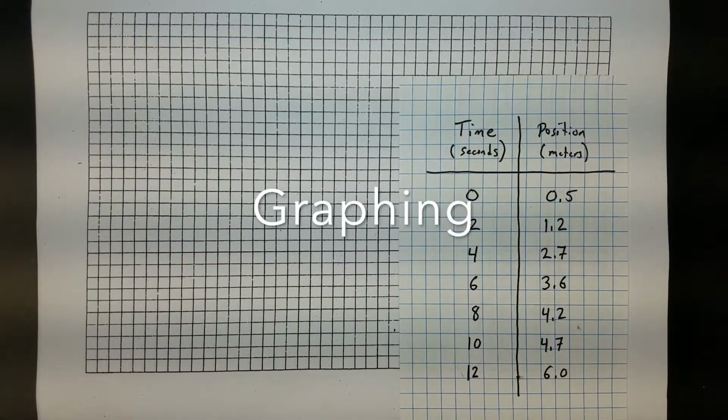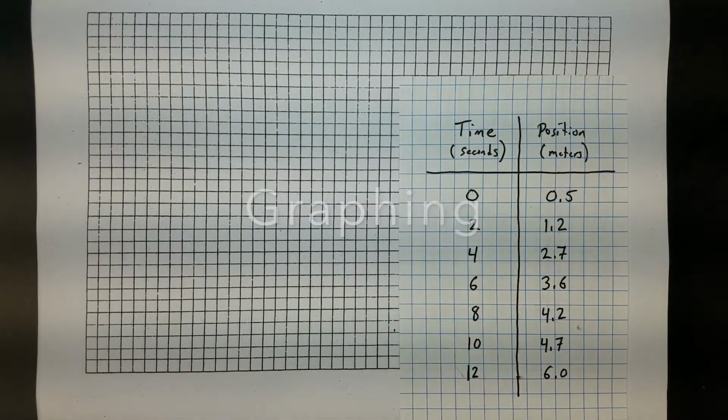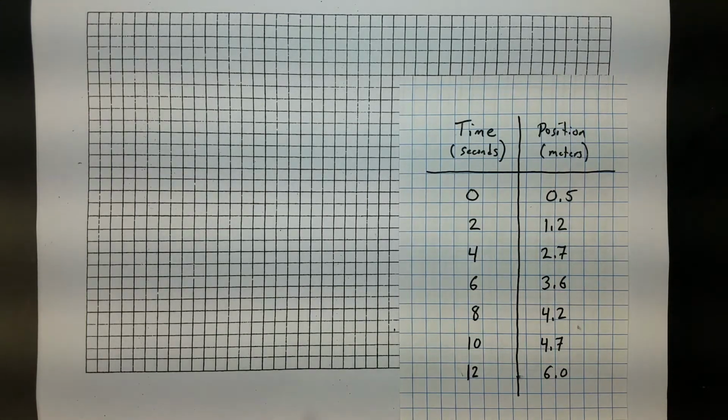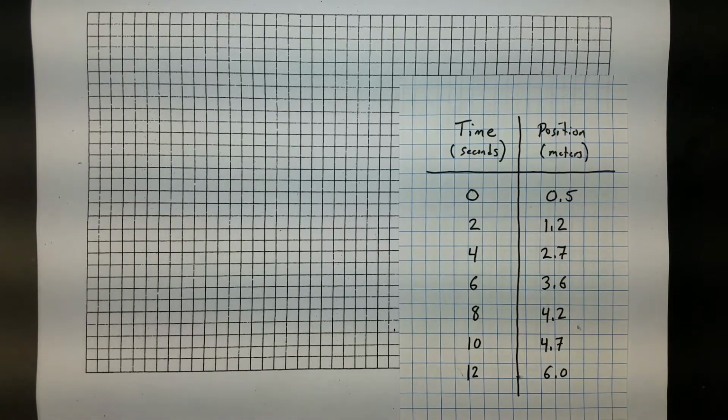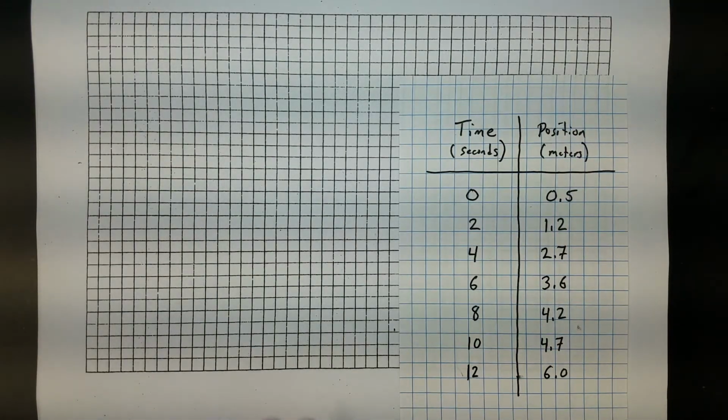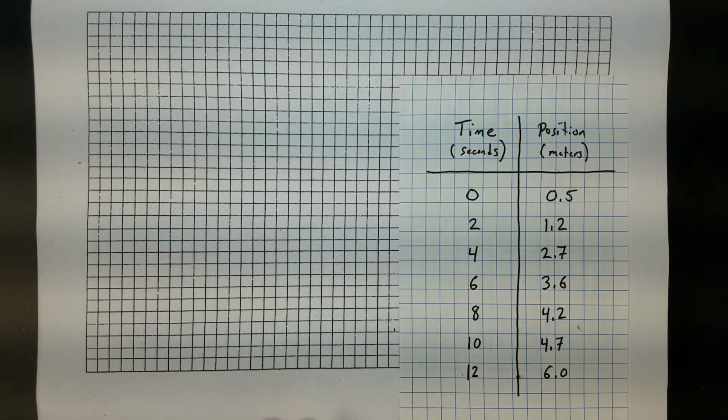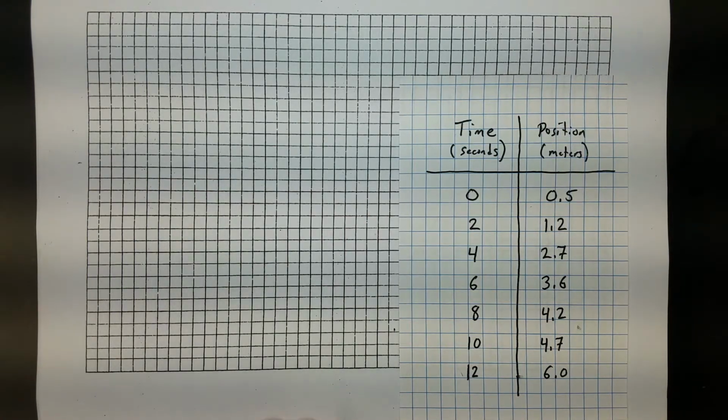Hello, this video is about graphing techniques. We're going to start off talking about dependent and independent variables. Independent variables are variables that you manipulate, you control. And dependent variables depend on what happens to that independent variable. So it will change when you change the independent variable.